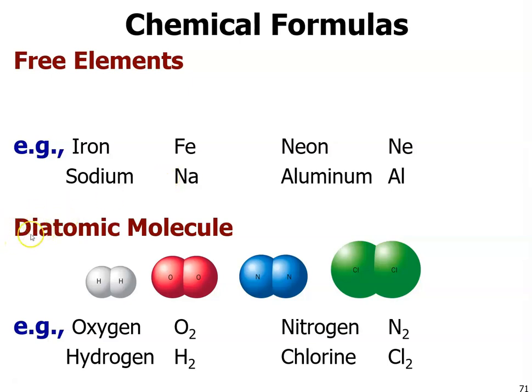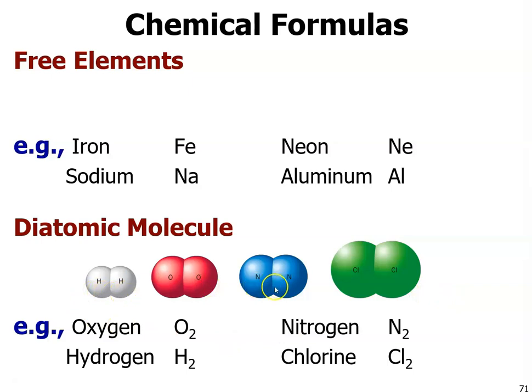Diatomic molecules, this is from the Greek word di, right? We have mono, di, tri. We'll talk about that in a little bit. But diatomic means 2 atoms, 2 atom molecules. And for example, we have oxygen, hydrogen, nitrogen, chlorine. These are all examples of some diatomic molecules.